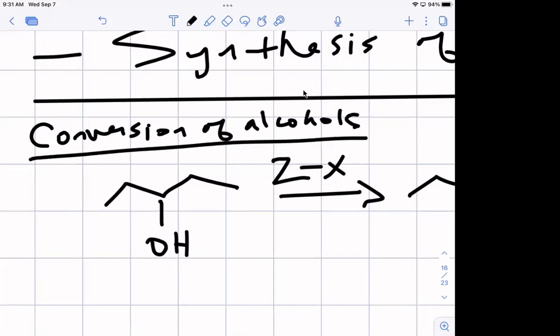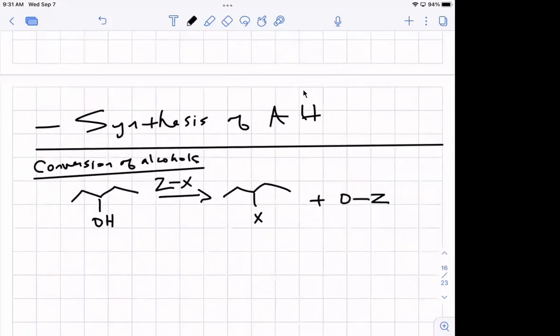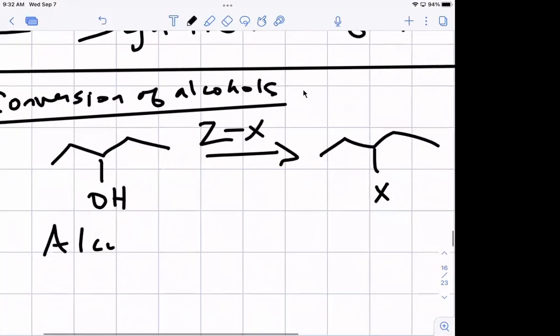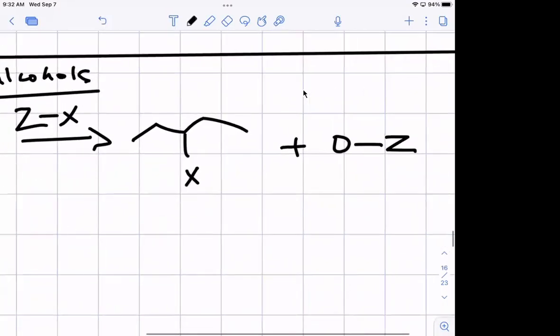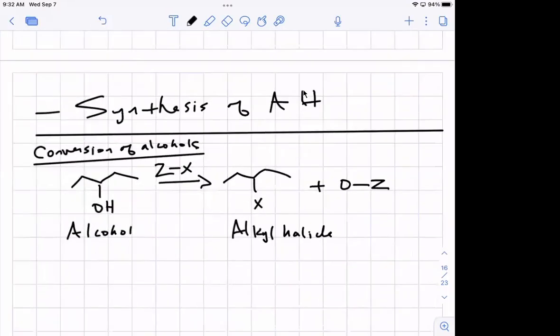All right, so one of the simplest ways to make alkyl halides is to take alcohols and convert them into alkyl halides. So this is my alcohol. Everybody should be familiar with that functional group. And this is my alkyl halide, right?